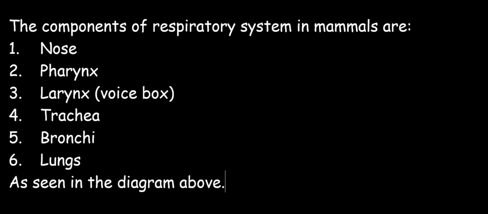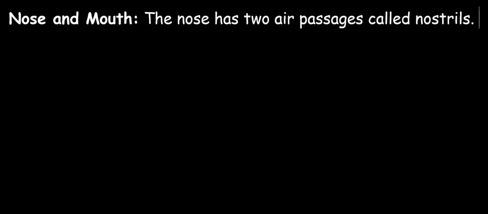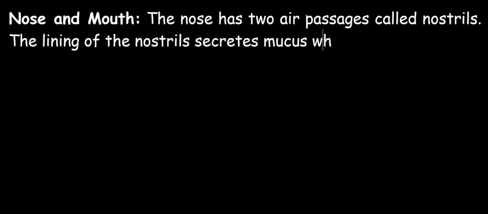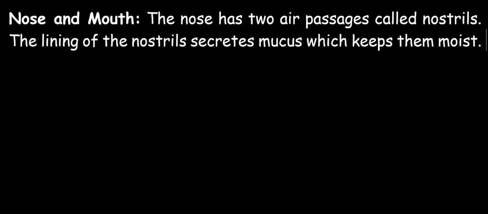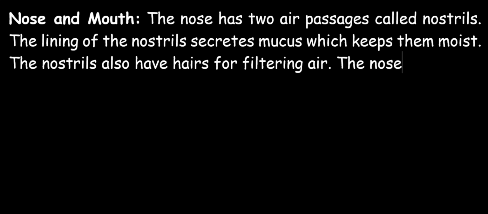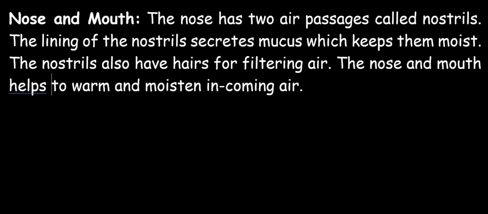First of all, we'll talk about the nose and the mouth. The nose has two air passages called nostrils, and the lining of the nostrils secretes mucus, which helps to keep them moist. The nostrils also have hairs for filtering air. The function of the nose and mouth is that they help to warm and moisten incoming air. Let's take a look at the pharynx.